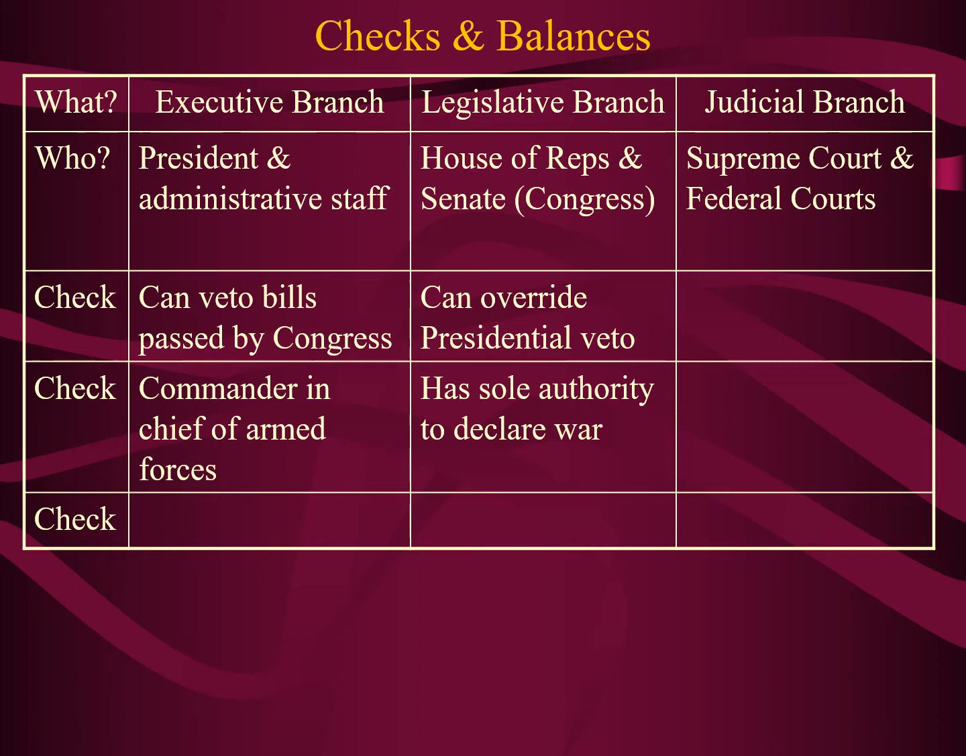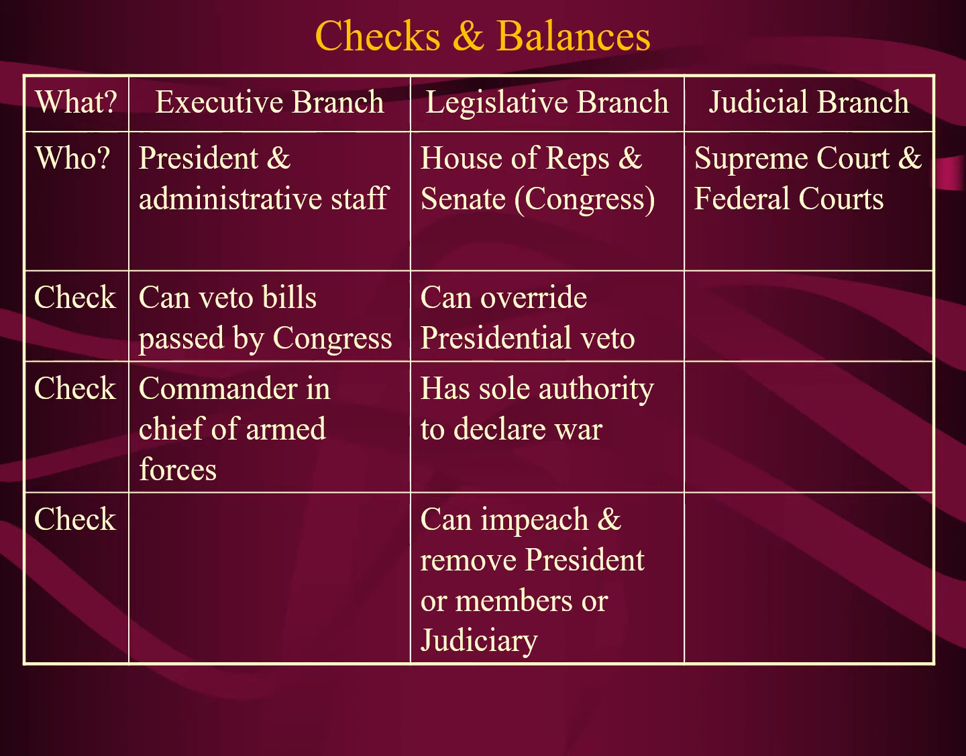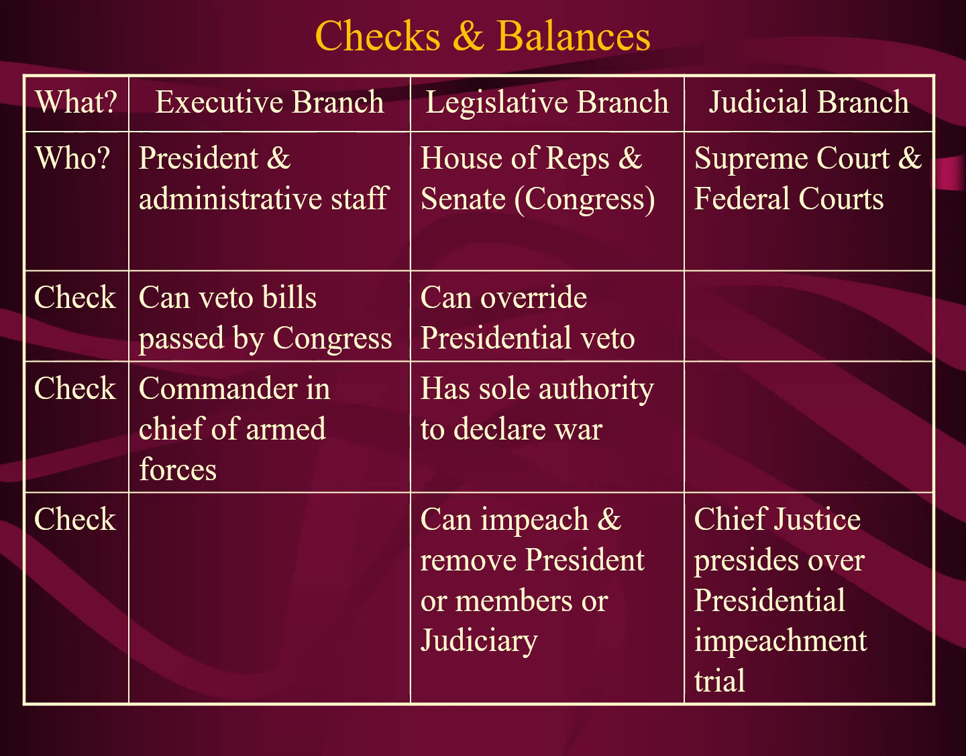I'd like to point out one final check. If the president or a member of the judiciary commits a high crime or a misdemeanor or commits treason, the legislative branch has the authority to impeach and even remove them from office. If the president is the one who's been impeached, the Constitution tells us that the Chief Justice presides over any presidential impeachment trial.